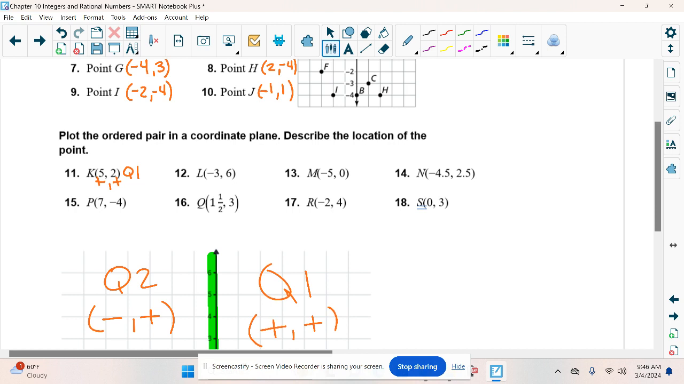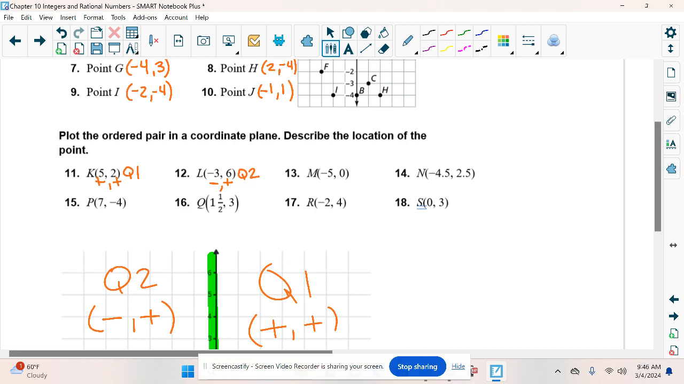The next point, we have negative 3, positive 6. So what are my signs? Negative, positive. So what quadrant is that? Negative, positive. What quadrant is that? Quadrant 2. You said Q3, and that's negative. You still would have done it wrong.